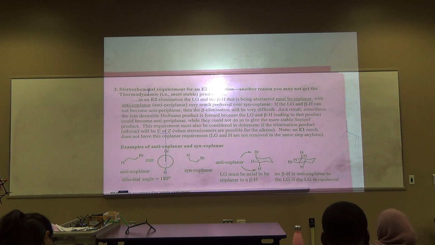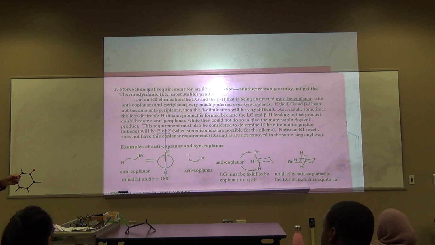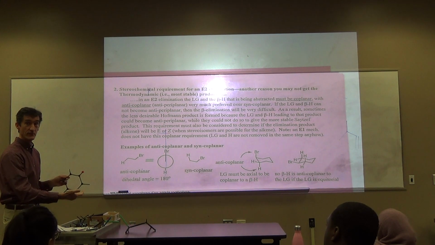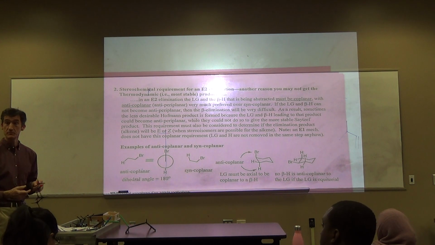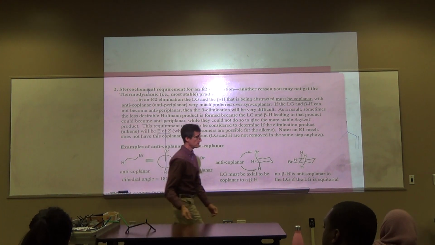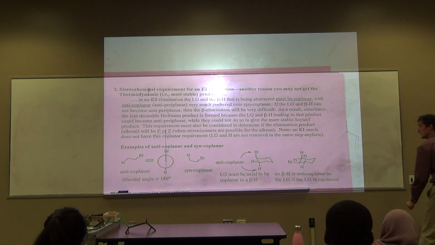Let me ask you this, is axial the favored position for a big bromine? No, equatorial is better for larger groups. So it actually has to be in the less favorable position for the elimination to take place. Keep that in mind. We'll look at examples of these.